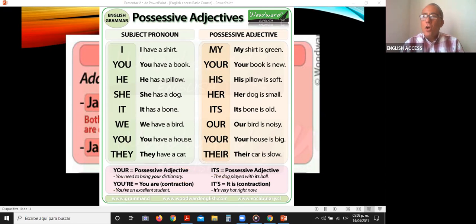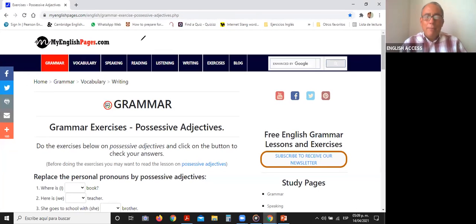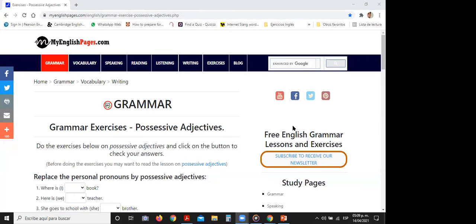And I have another exercise for you. Y creo que tengo otro ejercicio para ustedes. Do you want to do an exercise? ¿Quieren hacer un ejercicio? Yes, or no? Please tell me. Yes, teacher.